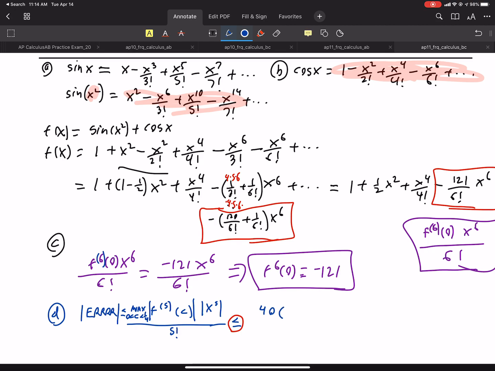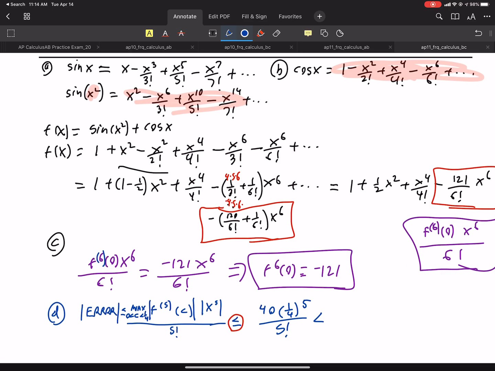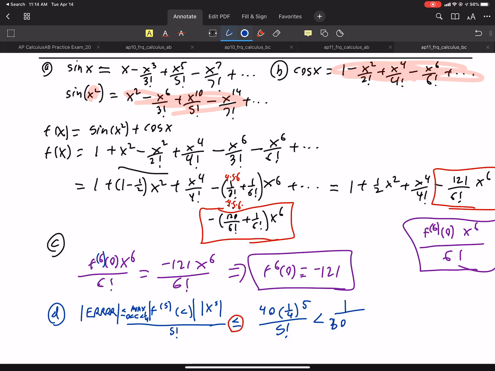X is 1/4. And we wanted to know if that's less than 1/3000. So I'm going to say it's less than 1/3000. And pretty much done at that. You can double check to make sure that's less than 1/3000, but I'm just assuming because I think we did it right. That's it. We're done. I'll see you on the next problem.